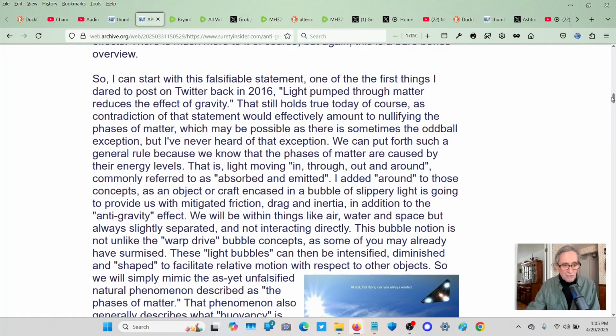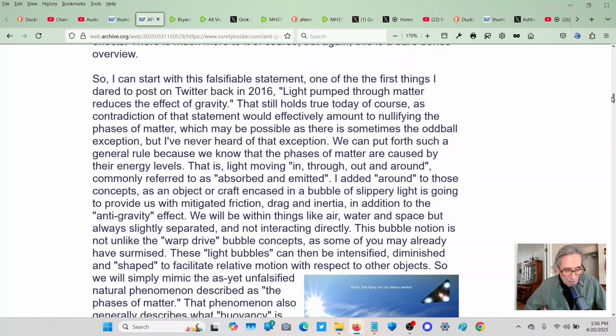So, I can start with this falsifiable statement. One of the first things I dared to post on Twitter back in 2016, quote, "Light pumped through matter reduces the effect of gravity," unquote. That still holds true today, of course, as contradiction of that statement would effectively amount to nullifying the phases of matter, which may be possible as there is sometimes the oddball exception, but I've never heard of that exception. We can put forth such a general rule because we know that the phases of matter are caused by their energy levels, that is, light moving in, through, out, and around, commonly referred to as absorbed and emitted.